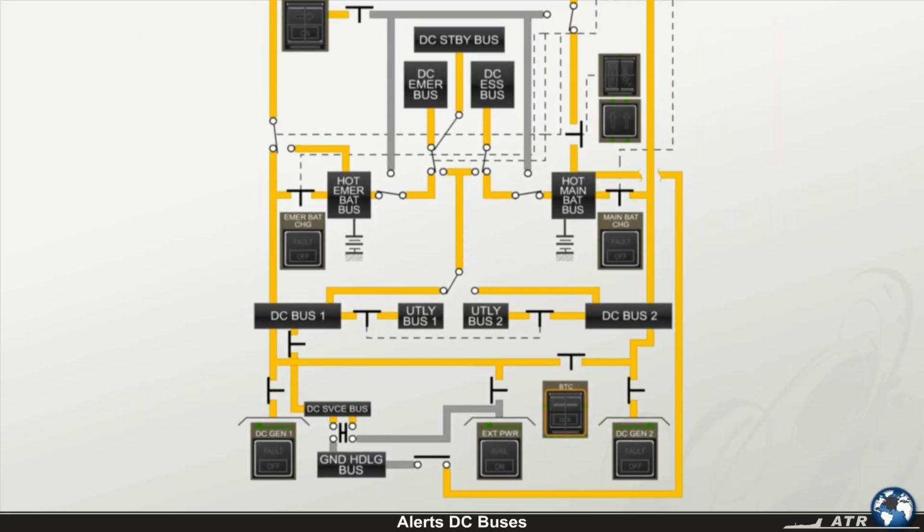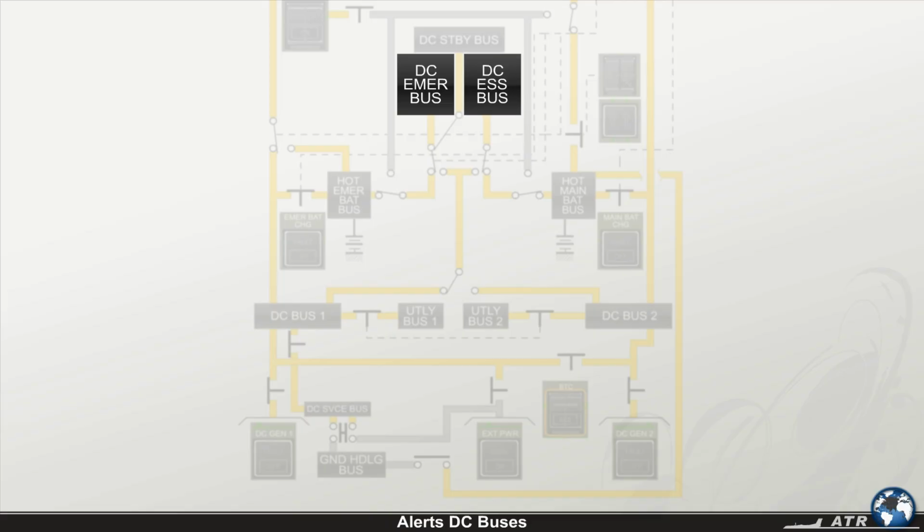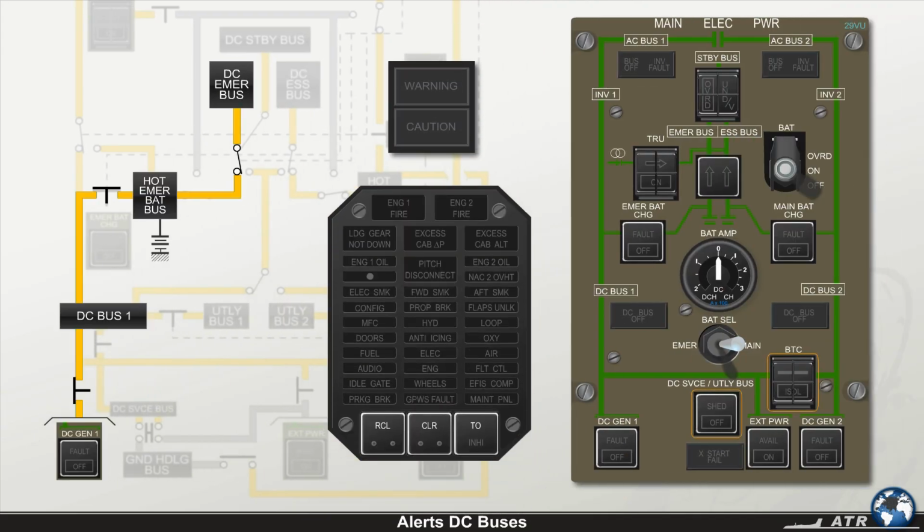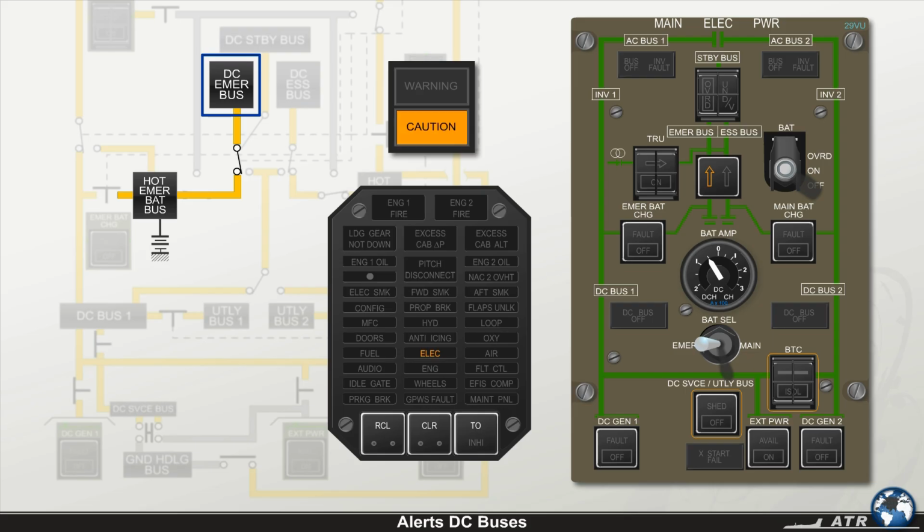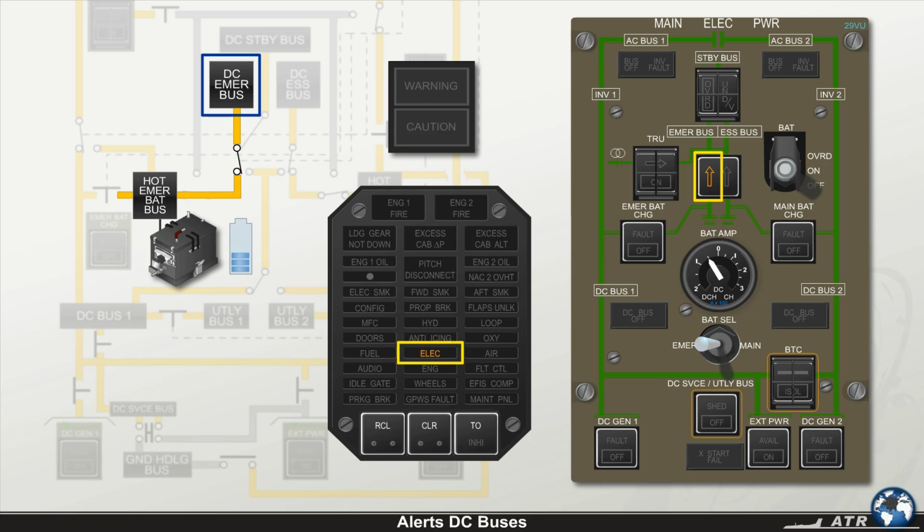Now let's see some particular electrical situations and the alerts related to the DC emergency bus, DC essential bus, and utility bus. If, due to a system malfunction, the DC emergency bus is powered by the emergency battery instead of a DC generator, the CCAS is activated, the amber master caution flashes, a single chime is generated, and the CAP displays the amber electric light. Also, the left arrow illuminates amber in the emergency supply indicator. This situation alerts you that the emergency battery is being discharged.